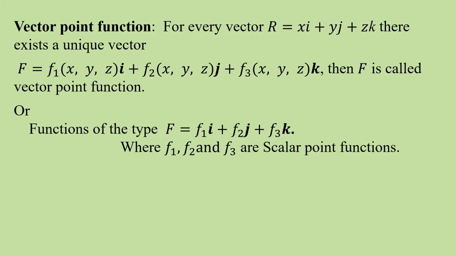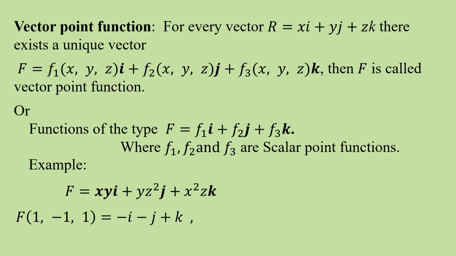For example, the velocity of a moving fluid at any instant, or the gravitational intensity of force, are all examples of vector point functions. So if a function is given, say xy i + yz² j + x²z k, I can get the function value at (1, -1, 1). The triads are given as 1, -1, 1. So the answer is the constant vector f = -i - j + k.